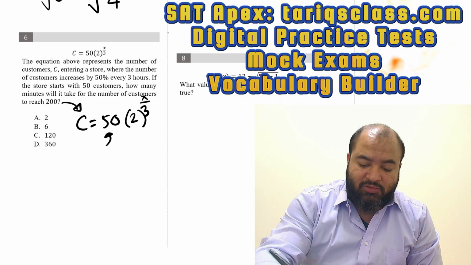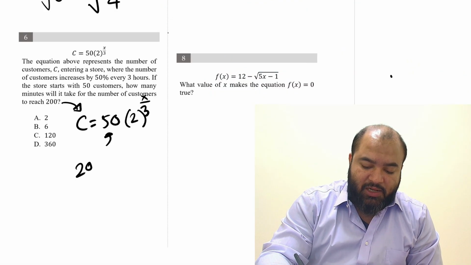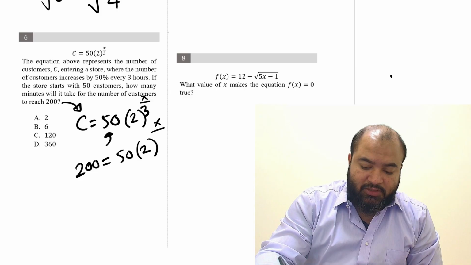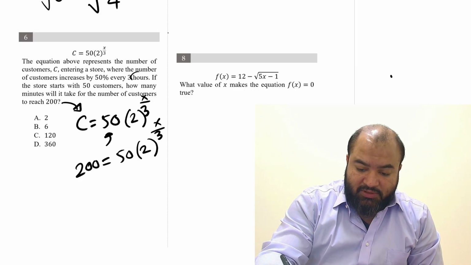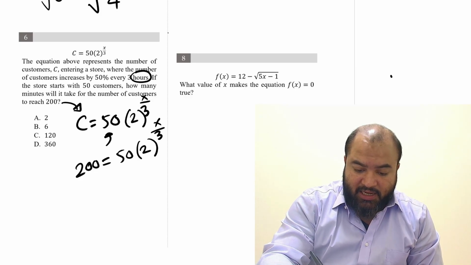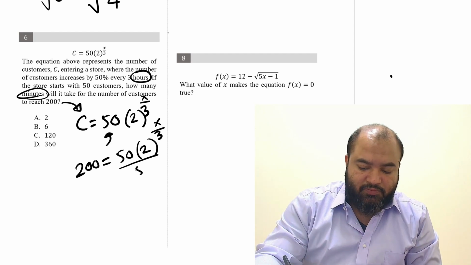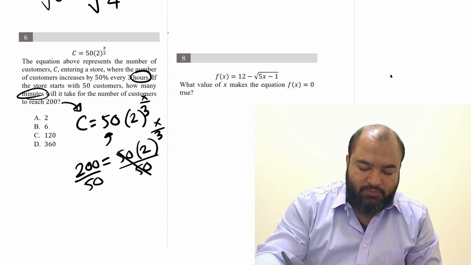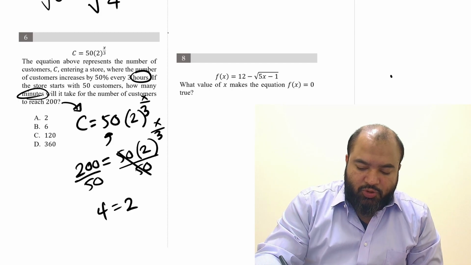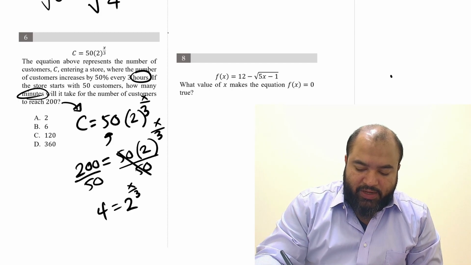So when will the customer be 200? So C, I'm going to plug in 200, 50 times 2 power x over 3. So this is in terms of hours, but they're asking how many minutes. Be careful about it. So let's solve for x first. Divide by 50. 4 equal to 2 power x over 3.